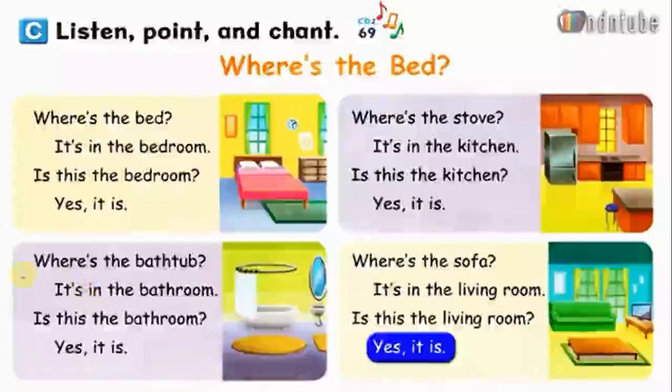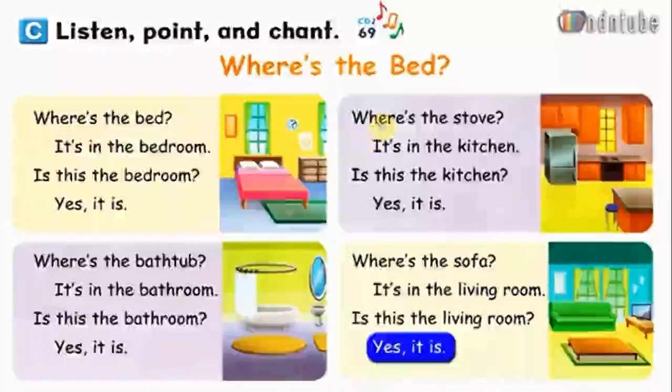Where is the bathtub? أين حوض الاستحمام؟ It's in the bathroom. هو في الباثروم, في الحمام. Is this the bathroom? Yes, it is. هل هذا الباثروم؟ نعم, هو.